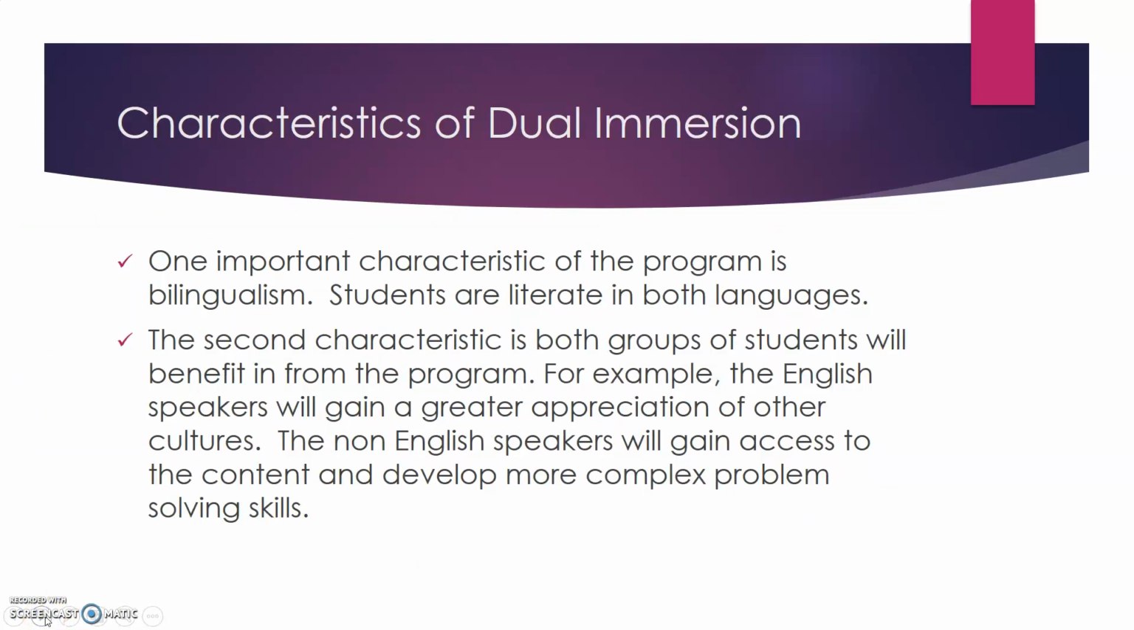Some characteristics that you might see in the dual immersion program. One important characteristic of the program is bilingualism. Students are literate in both languages, so they will be able to speak Spanish and English, for example. The second characteristic is both groups of students will benefit from this program. For example, the English speakers will gain a greater appreciation of other cultures. The non-English speakers will gain access to the content and develop more complex problem-solving skills. In other words, both groups of students will benefit from this type of education.